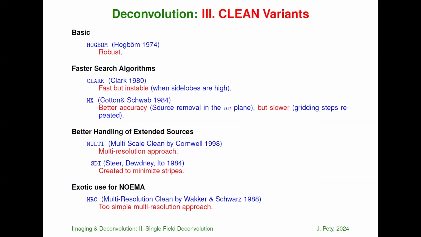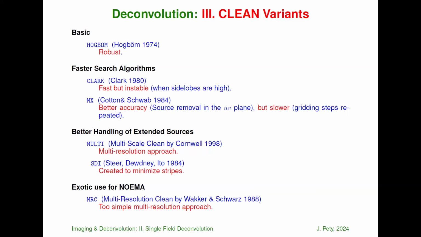There are different invariants. The first one, the one I've shown you, is the Hogbom. This is a very robust algorithm. Then you have two faster search algorithms that are called Clark and MX. The idea is that instead of localizing one source at a time, you will localize several ones, a given number, in your residual map. This is a minor cycle, and then you will subtract them all at a time. This is doing less computation. Okay, so this is faster.